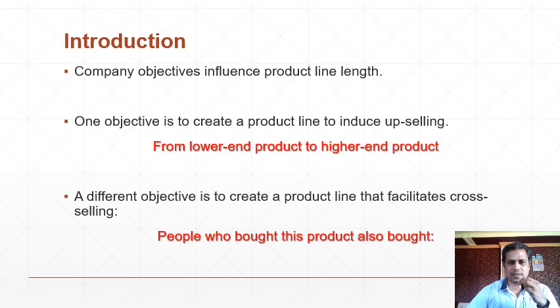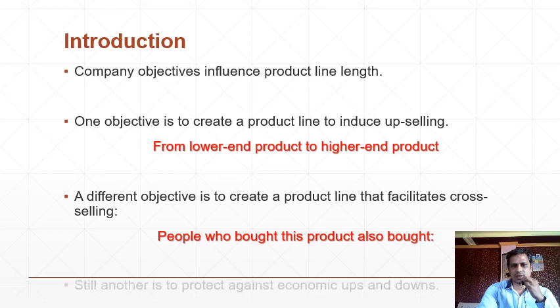Normally, you might have come across this on Amazon: if you are buying one product, then while checkout is being done or during the purchasing process, you see "Those who bought this product also bought," and there will be a list of products which can be bought. So cross selling is also one objective of introducing multiple products in the product line.